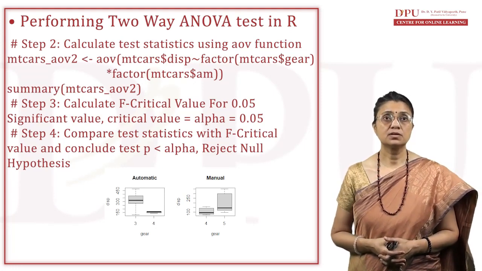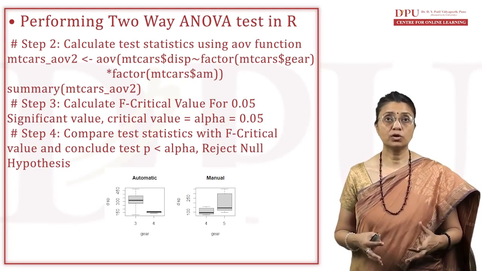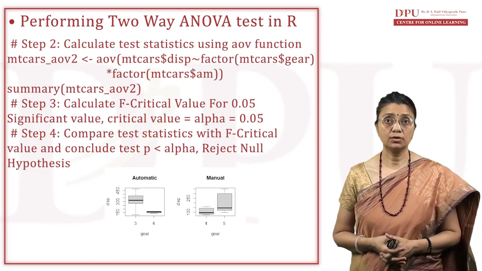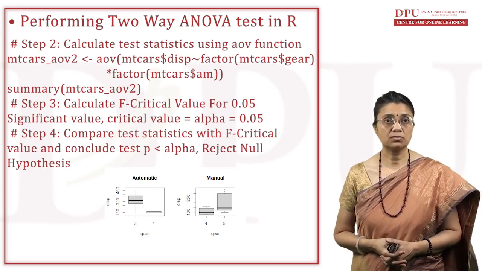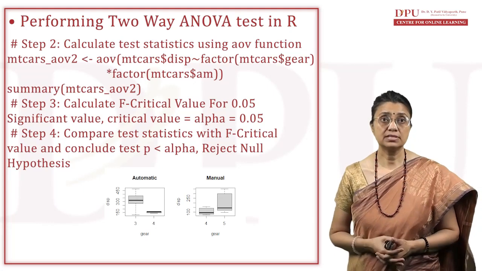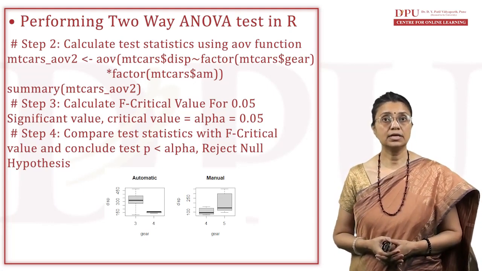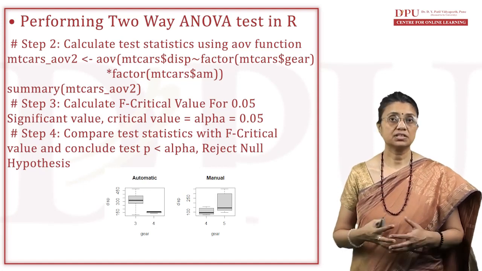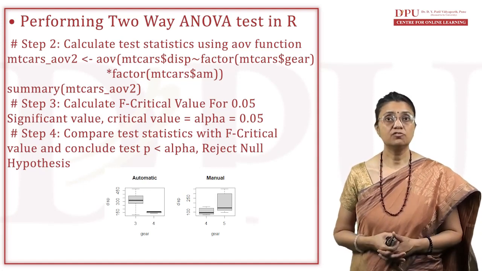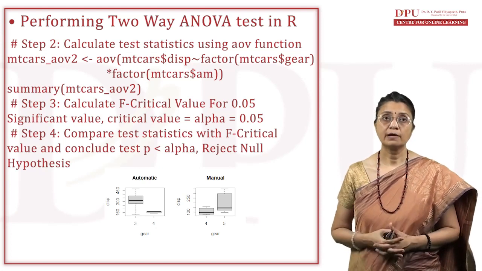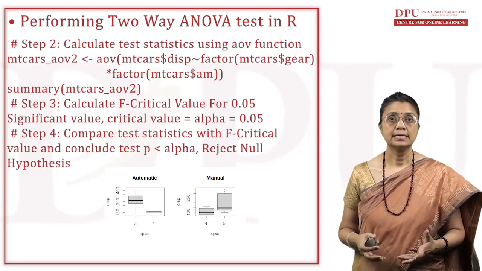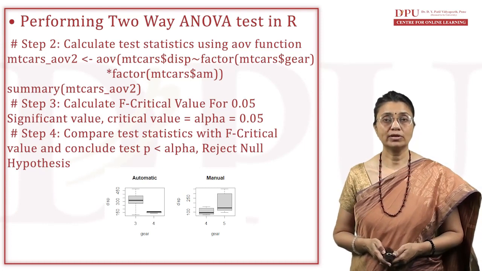Step 3 says calculate the F critical value for a 0.05 significance level, alpha is equal to 0.05. And step 4, compare the test statistic with the F critical value and conclude the test. If p is less than alpha, reject the null hypothesis. So basically, if p is less than alpha, we have to reject the null hypothesis. And you can see the 2 plots over here.